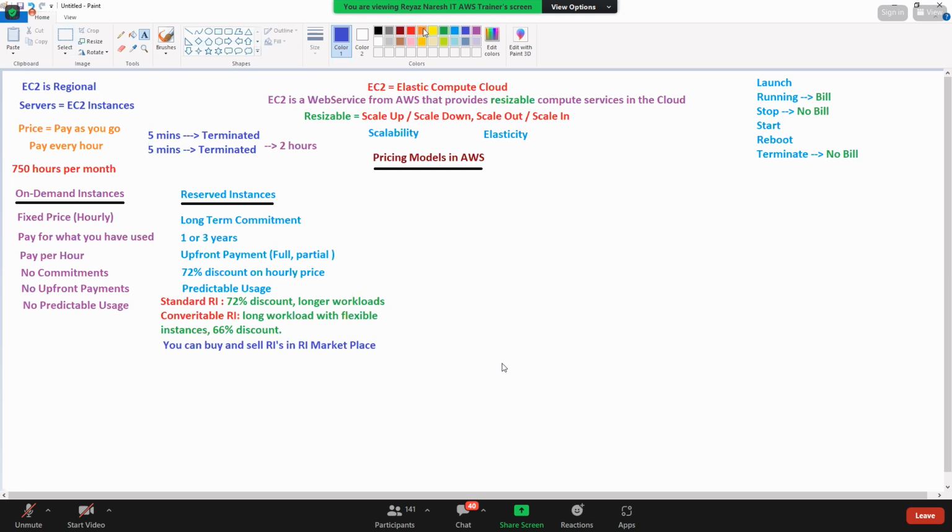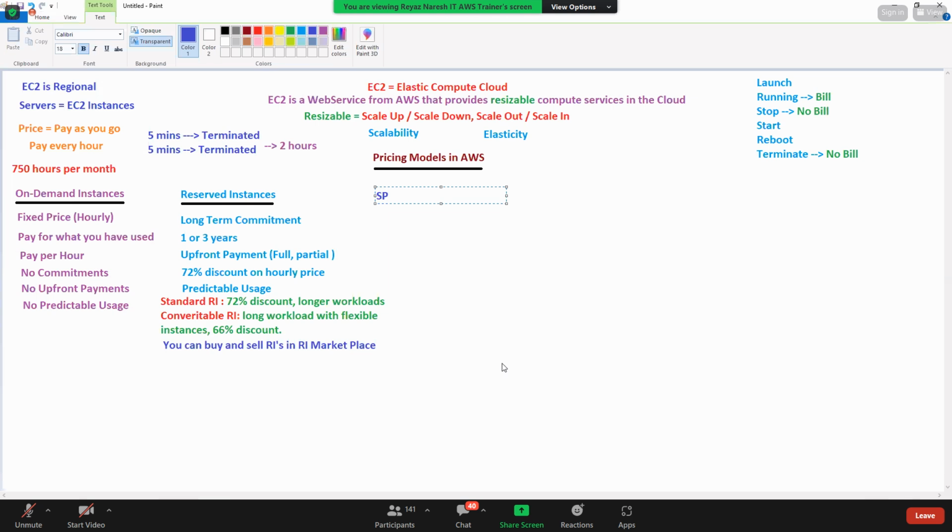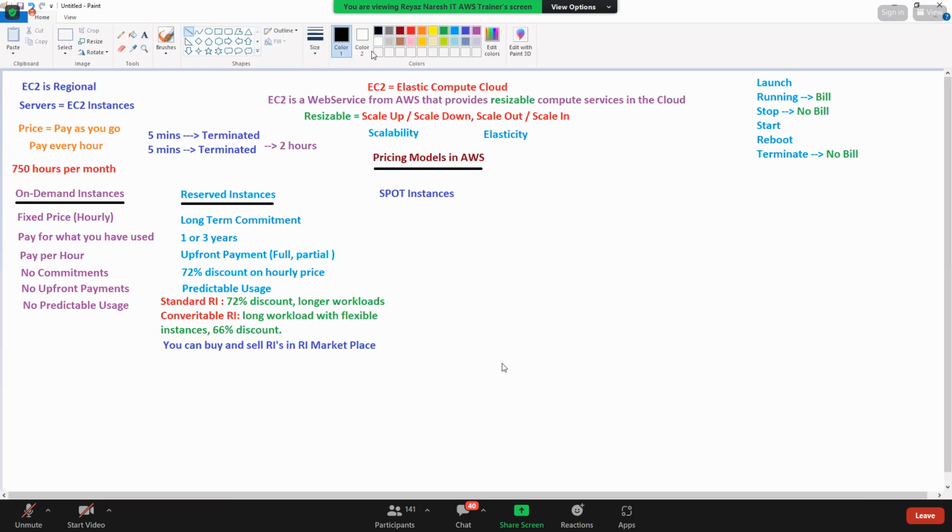Okay. So the next model we call it as spot instances. What is that? Spot instances. Have you heard about bidding, auctioning? Yes, sir.